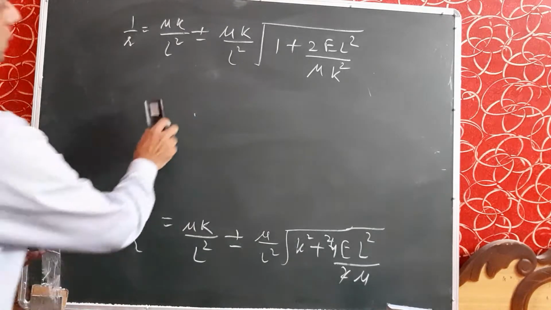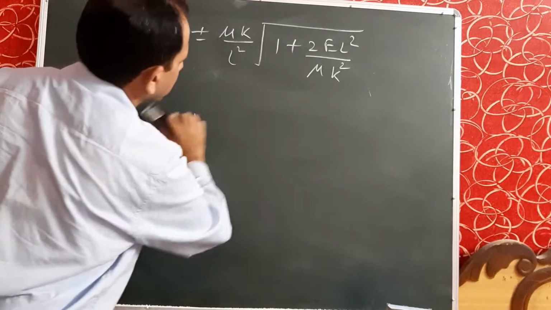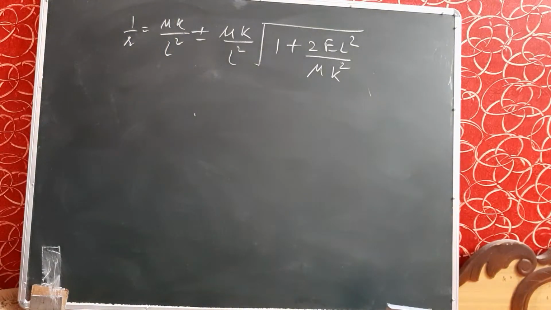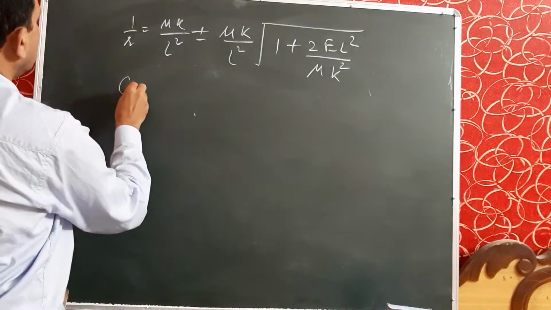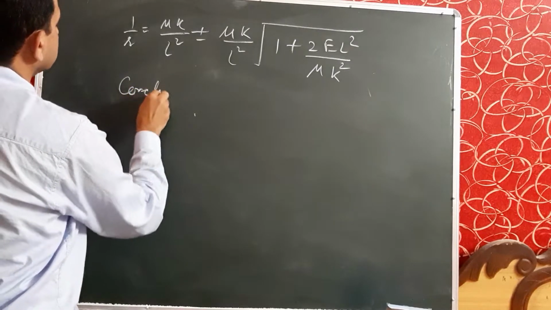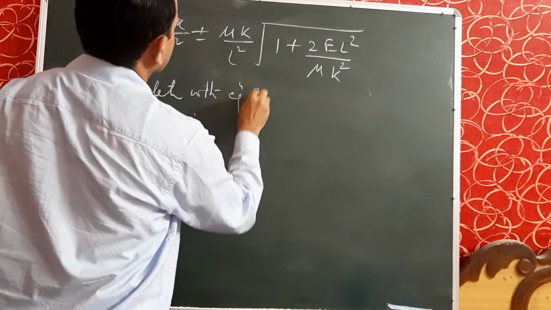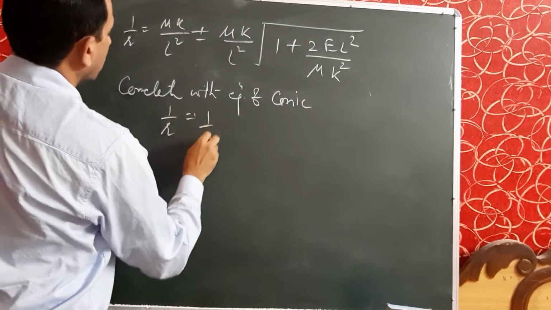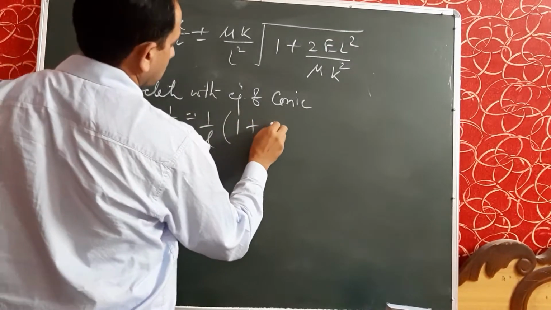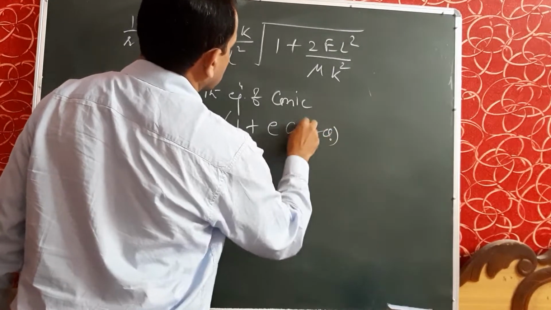So, this is the solution. This solution is very complicated or very complex, but we will correlate this equation with the equation of conic. So, what is the equation of conic? So, we will correlate this equation with the equation of conic. So, what is conic? 1 by r equal to 1 by L into 1 plus eccentricity into cos theta minus theta naught.